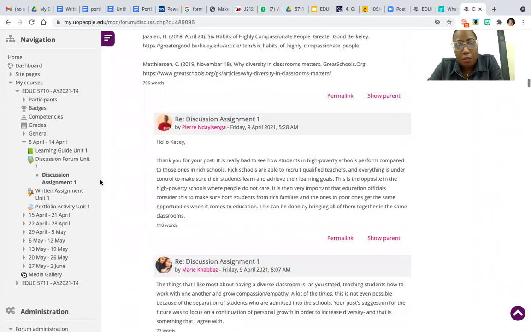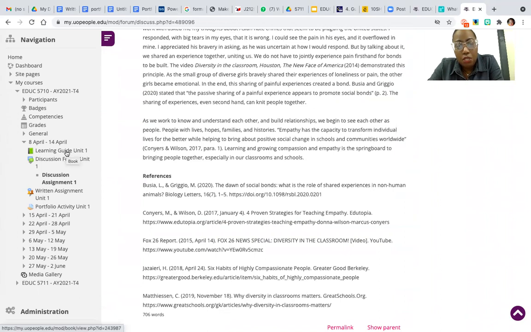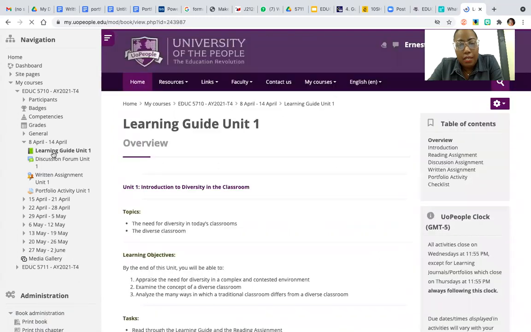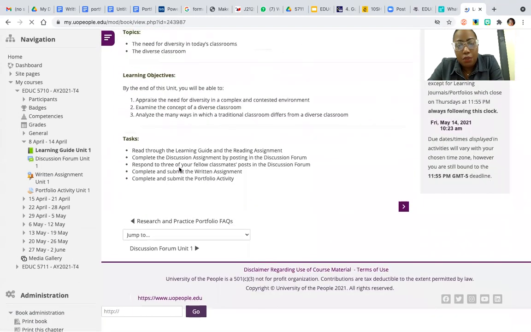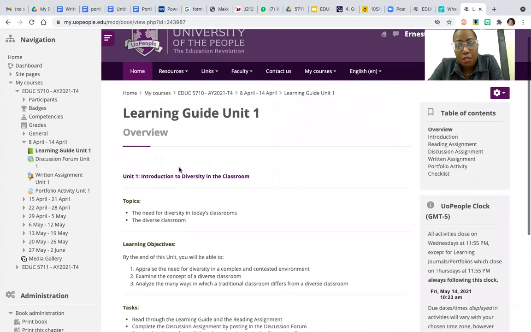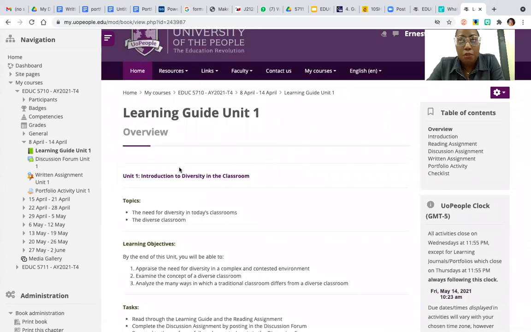Then let me show you the reading discussion, because it really starts here with the learning guide. In the learning guide, there is a list of all of the things that you need to do for this particular week. The week goes from Thursday at midnight until Wednesday midnight. So here it gives you the introduction of what this lesson is for. Then it gives you the reading assignments. Then there's a discussion assignment, a written assignment, and then a portfolio activity.